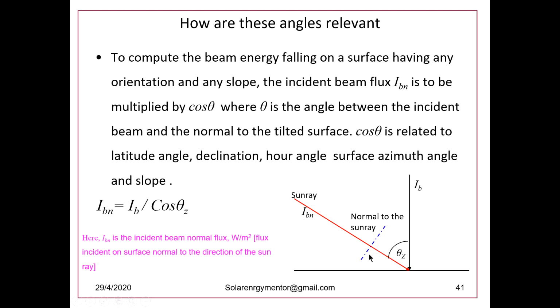So how to find out this? IBN is equal to IB by cos theta z. Theta z is this zenith angle which is the angle between sun ray and vertical. So this component IBN of IB becomes IB by cos theta z.